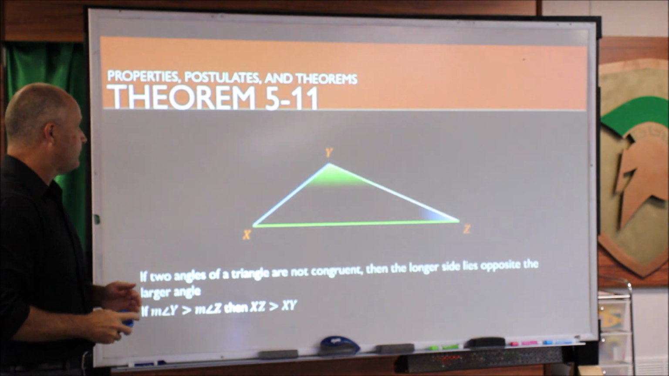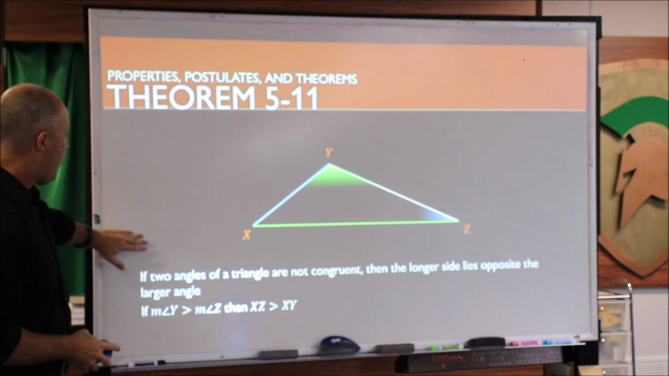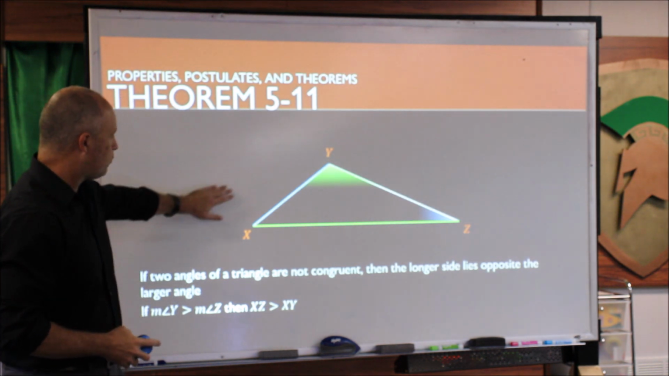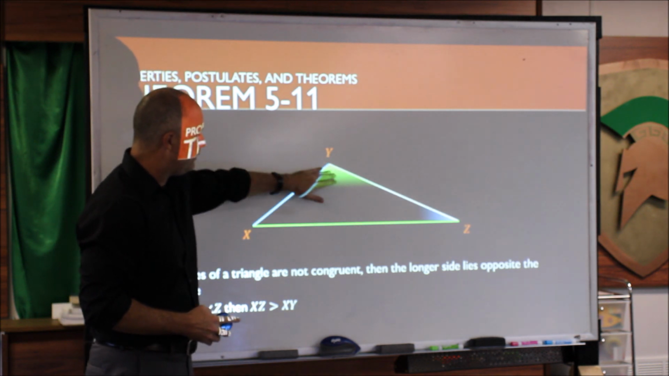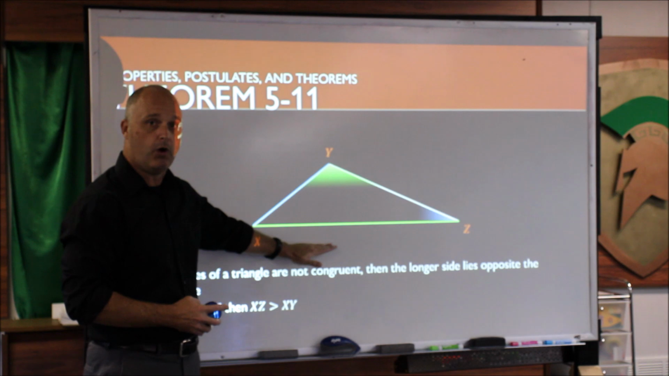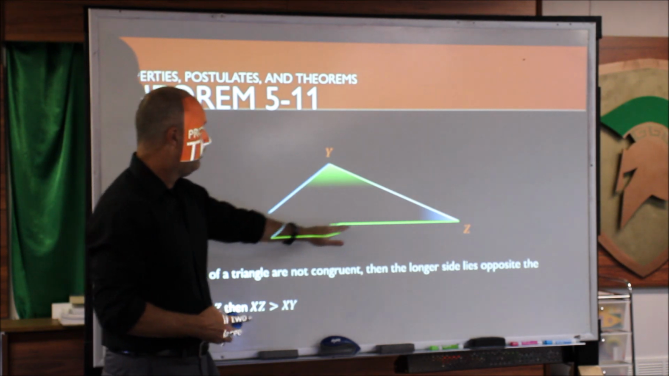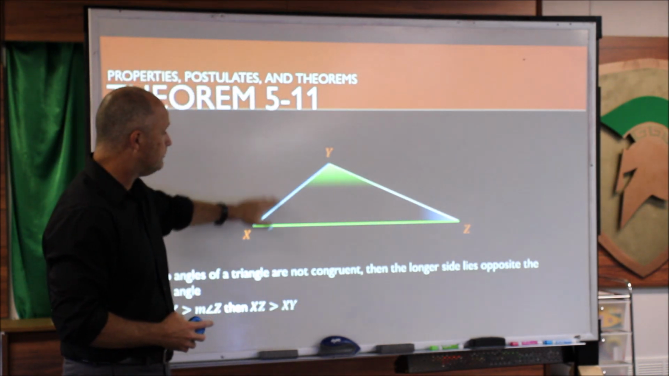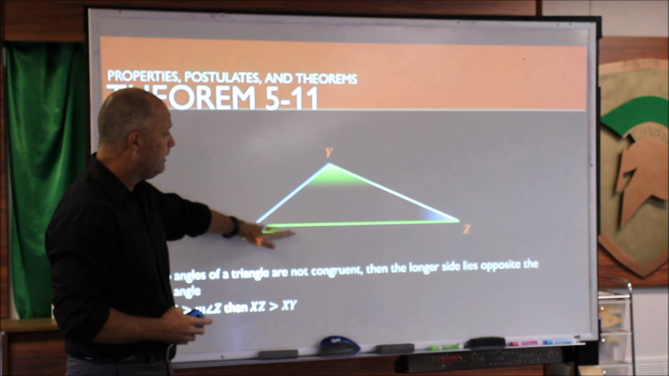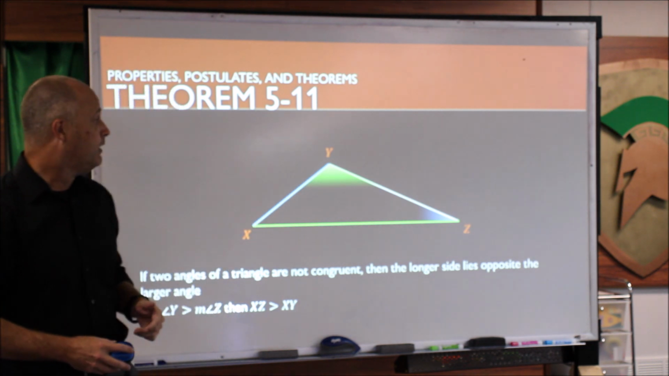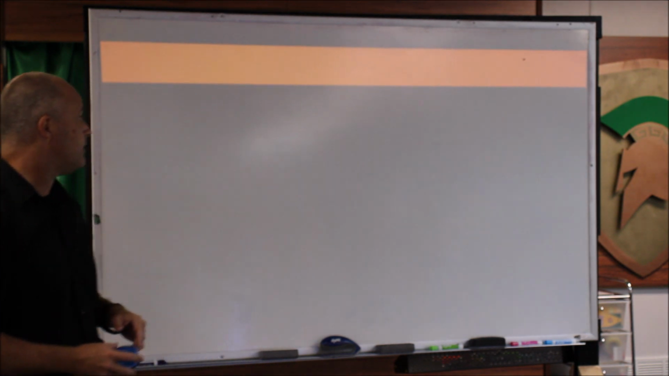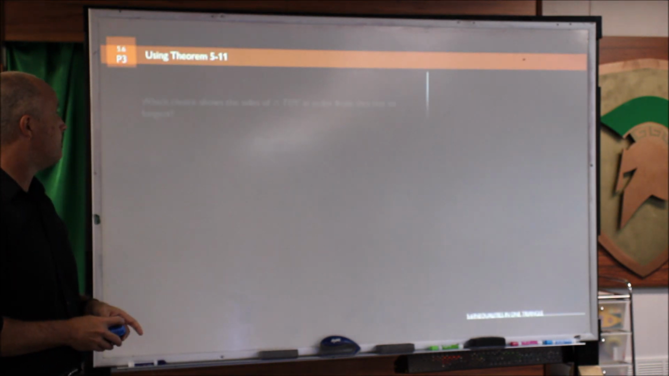So in this case, what we see is that we've got angle Y is greater than angle Z. So if angle Y is greater than angle Z, then that means that the side across from angle Y is going to be longer than the side that's across from angle Z. So we know that side XZ is longer than side XY. So again, how are we going to take this and then apply it into a problem?